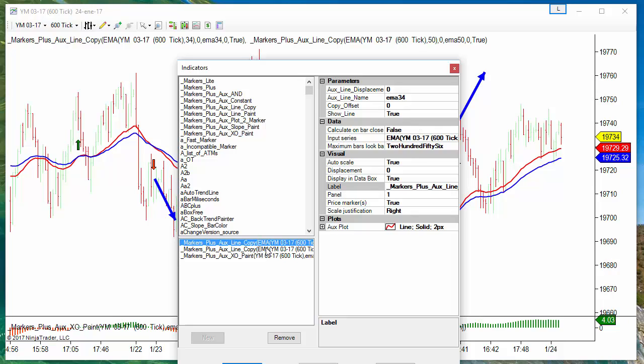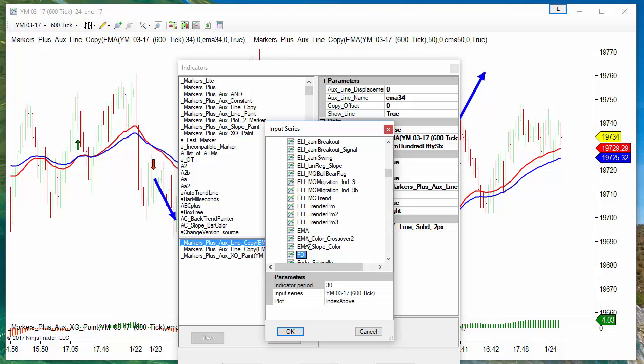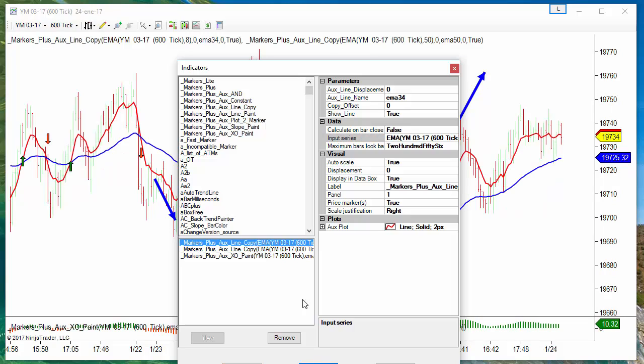Let's say that we go again to the fast version. On the fast, we go back to 8, and for the slow we go to 17.